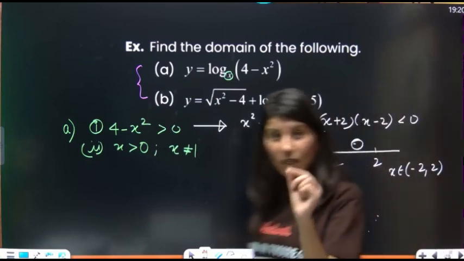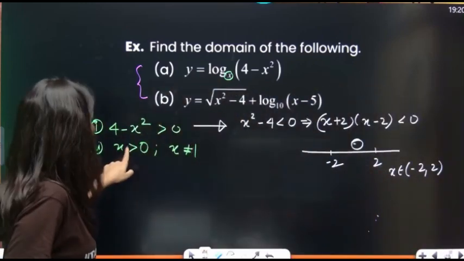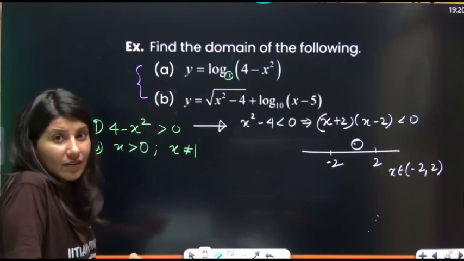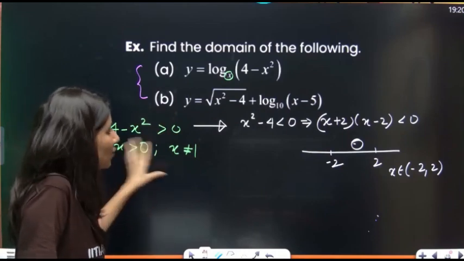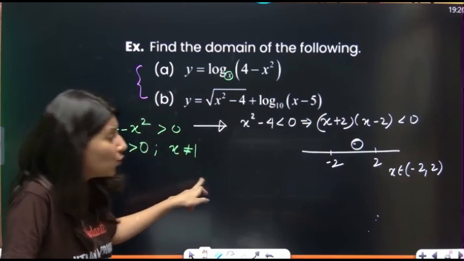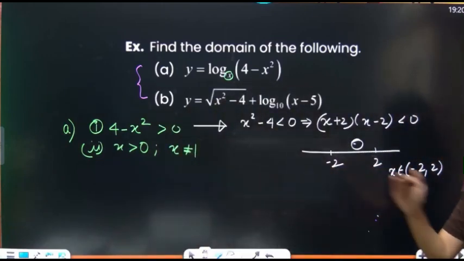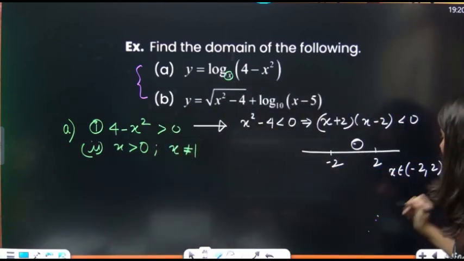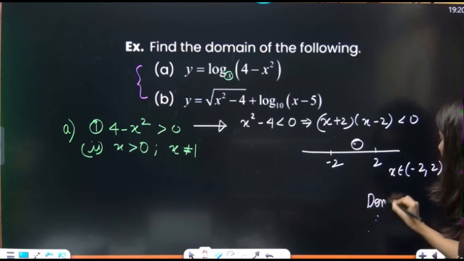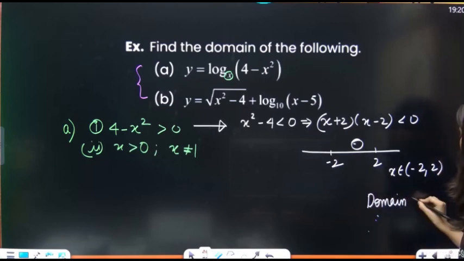But here is a catch. Second thing, the base cannot be negative, so you can't pick negative values. x should always be positive but not equal to 1 as well. So we need to discard some values. If you take the intersection of 1 and 2, the final domain will be x belongs to 0 to 2 but except 1.